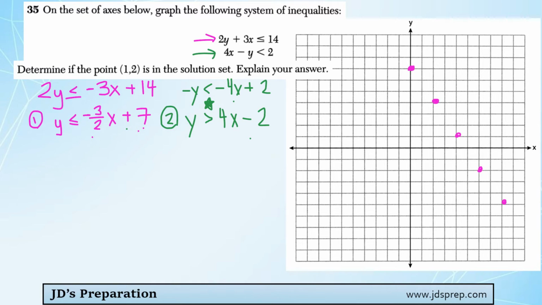Now, because the inequality is y is less than or equal to this line, we can actually draw a line connecting them. Oop, I'm a little off there. And it can be a solid line because the solution set includes that line. And then I'm going to highlight everything that is below that line. So all of this here is part of that solution set.